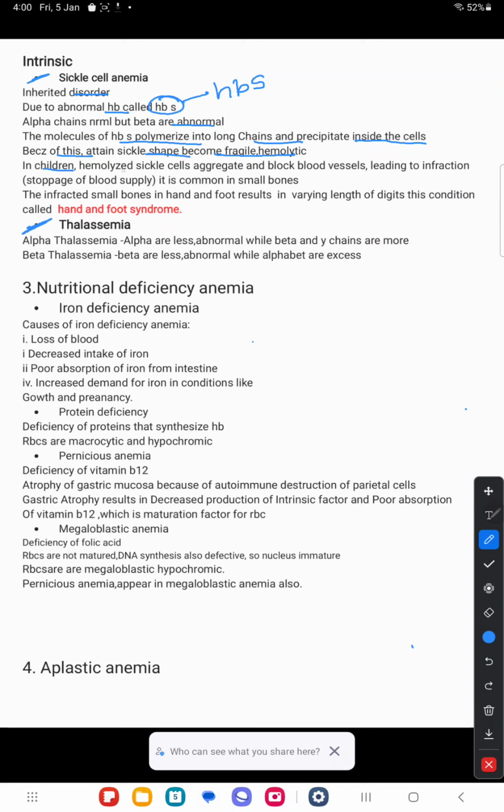See, in children, hemolyzed sickle cells aggregate and block blood vessels, leading to infarction, meaning stoppage of blood supply. It is common in small bones.